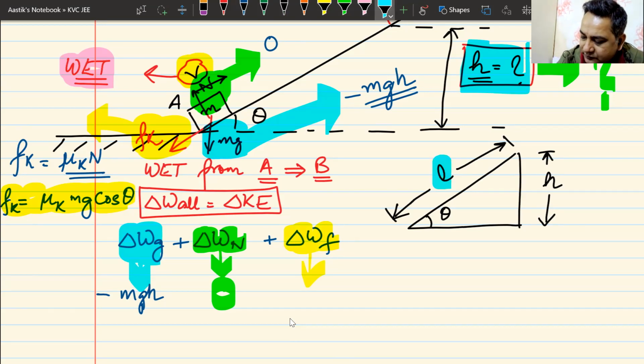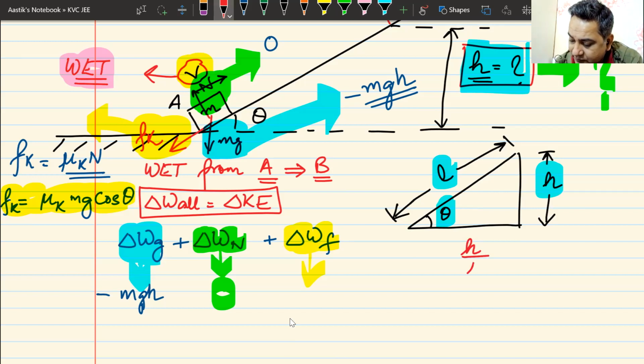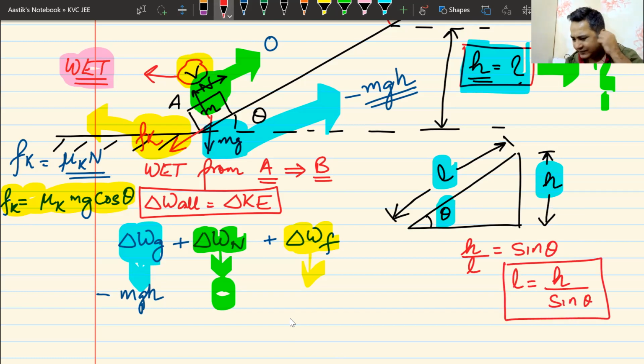It's pretty simple. I look at this triangle. I see h, I see L, I see theta. I can find out the value of L from here because h by L, perpendicular upon hypotenuse, has to be your sine theta. So L will be equal to h by sine theta, or you can also write it as h cosec theta. Doesn't matter. So far, so good.